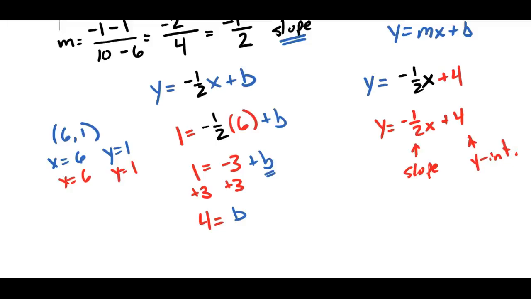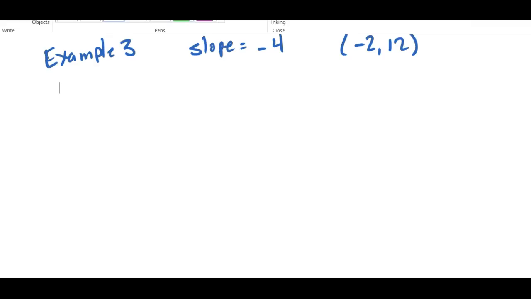Okay? So let's take a look at one more example. Suppose you've been given the slope. Slope is equal to negative 4, and you have an ordered pair. And I want to know the line that has this slope that also includes this ordered pair. So this is actually kind of nice because I don't have to figure out what slope is. I already know what slope is. So all I really need to do is work with my equation here. y is equal to mx plus b.